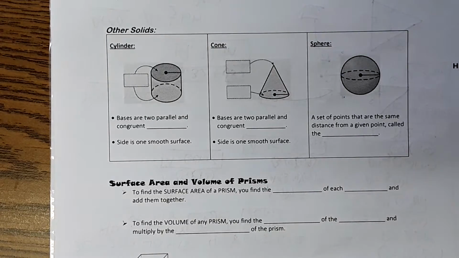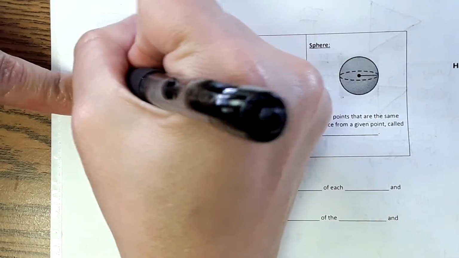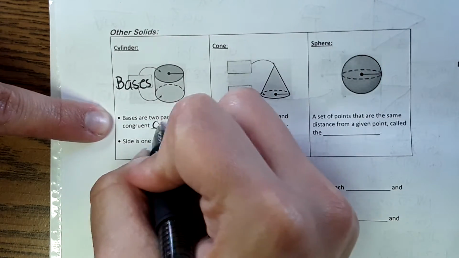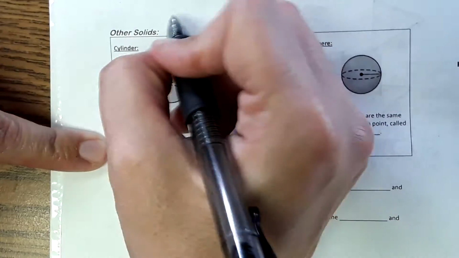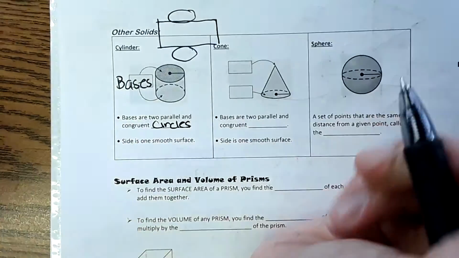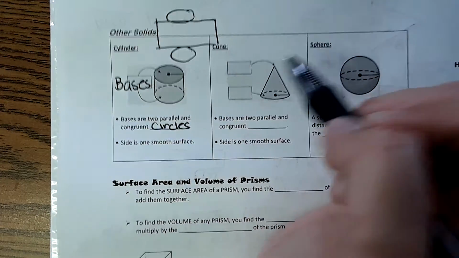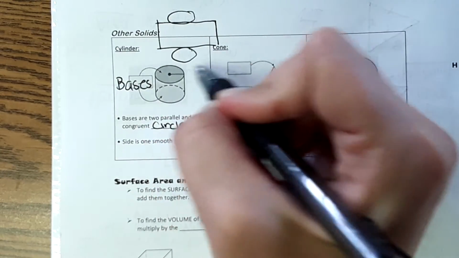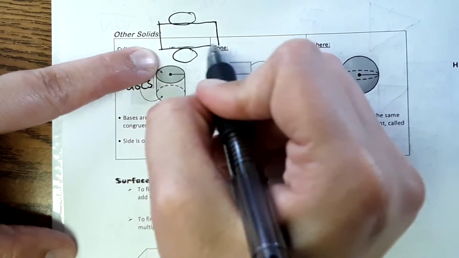Okay, so other solids, notice they don't call them polyhedrons because they aren't. A cylinder, as you can see, has two bases. The bases are two parallel and congruent circles. The side around the cylinder, if you were to draw this flat, you have a circle, and then a rectangle. To find the length of that rectangle, just building concepts, you would need to find the circumference of the circle. So if you're finding surface area and finding the area of each of these shapes, you would need to find the circumference of the circle to find this length.